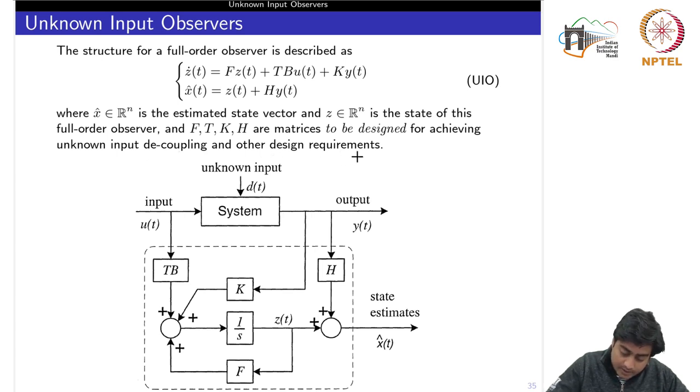So this is the block diagram description of this observer, where you see that the disturbance term, which we are calling the unknown input, is only acting onto the system, but we are not taking any information of this input to our observer. We are only taking the information of the input, or let's say the control input, and the output of the plant.